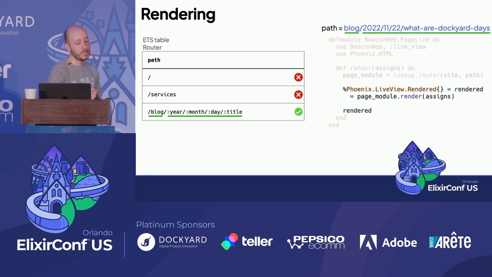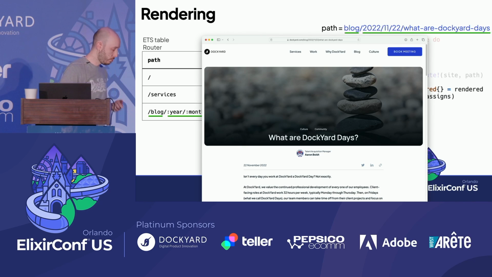And the next step is actually rendering the page. So we just call the render function, passing assigns, which is going to return the render struct, which, as we know, is the struct that LiveView is expecting to render the page. So you can see the page and read that blog post.